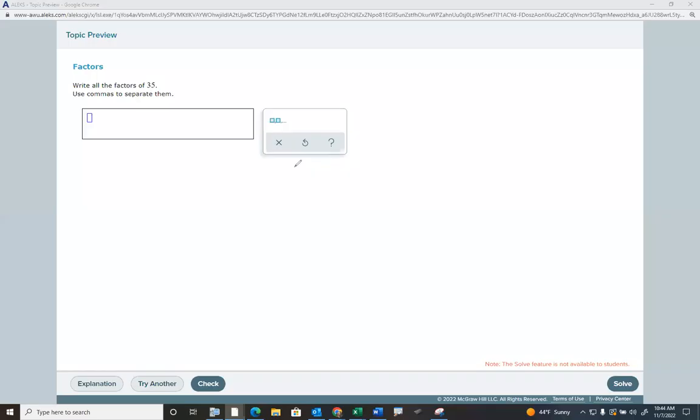Okay, so write all the factors of 35. First of all, there are a couple of words that have a tendency to get used interchangeably in math. They are factors.